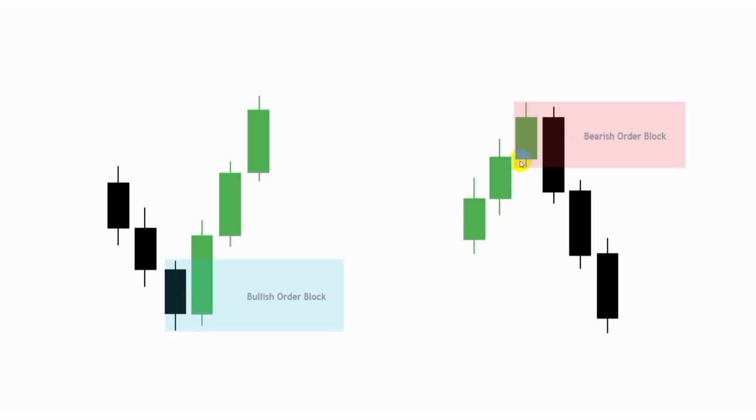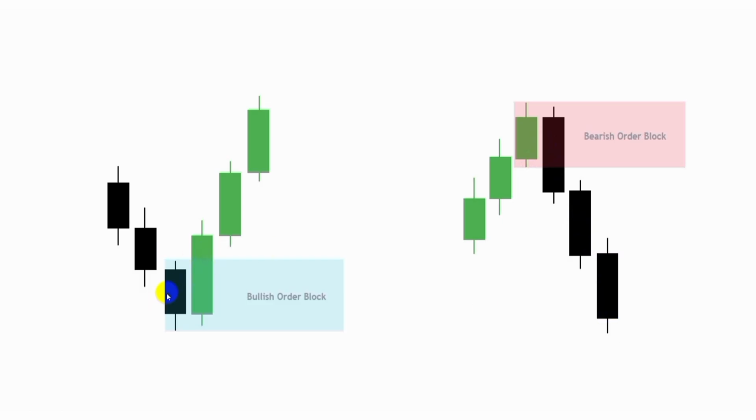And then you can see that this is where we have the last buy candle before the bearish move. So you can see price moving to the upside, but then price printed this last bullish candle, and then we have this bearish candle that engulfed the bullish candle. So now we have a bearish order block, because the market fell to the downside.